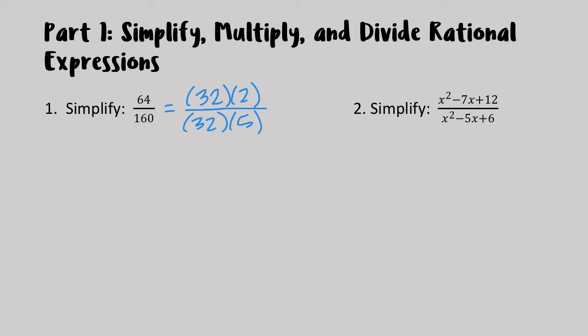And then when you divide 32 divided by 32, you divide a number by itself, that just equals 1. So now I have 2 over 5, and that's my answer. And I could have done that differently.